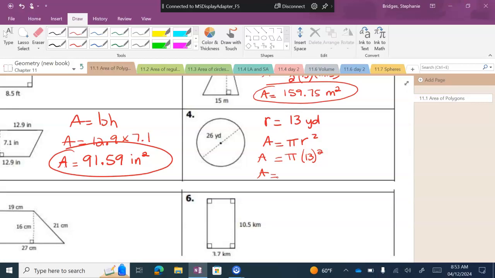So the way we're going to write that is as 169 pi. That is what I mean by exact answers. And I forgot my units, sorry. That will be yards squared. Okay, 169 pi is what I'm talking about when I say leave it in exact form.